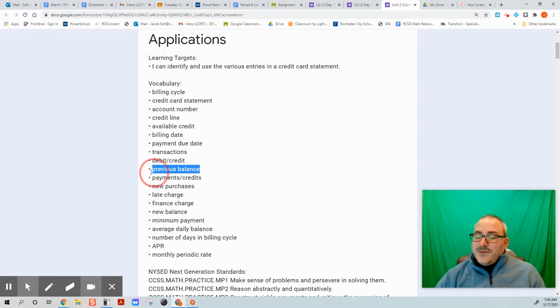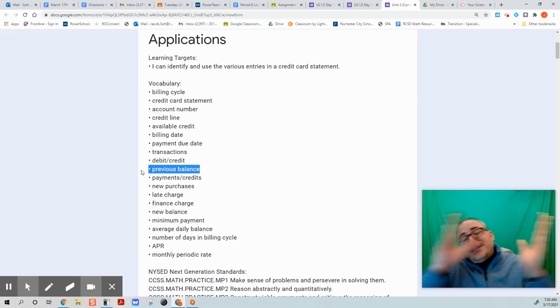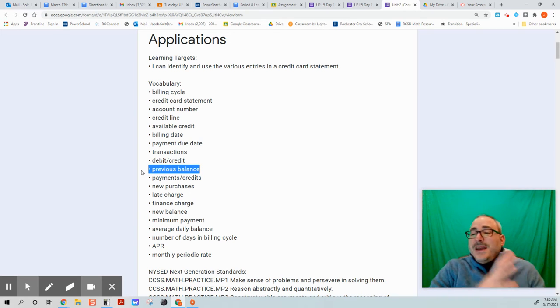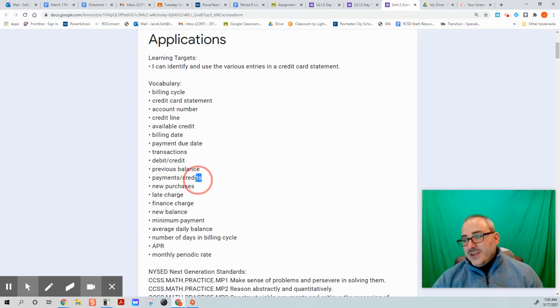Previous balance, right? We talked about how credit cards usually have a revolving balance, is what it's called. So if you didn't pay off your credit card from last month, it carries over to this month. That's that previous balance, the amount of money that's carrying over from last month that you hadn't paid off yet. Payments and credits, right?